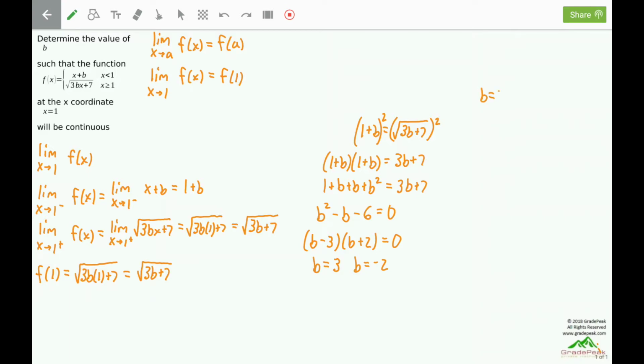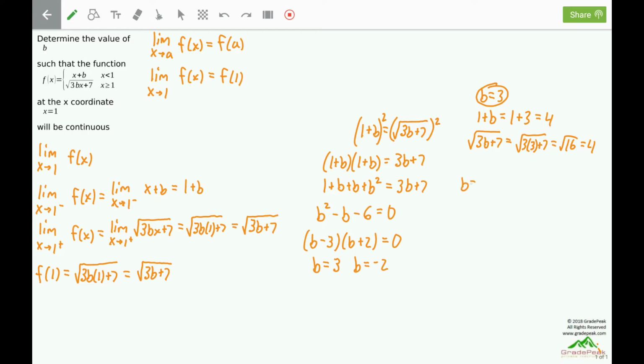So let's start at b equals 3. And what we're going to do is just plug it in for our results here. Now, the f of 1 and the right side limit of 1 already match each other, so really we're just comparing it to the left side limit at 1. 1 plus b will be 1 plus 3, which is a 4. And then the right side limit and the function, which are the same expression, square root of 3b plus 7, will be the square root of 3 times 3 plus 7, which comes out to 9 plus 7, or square root of 16, which is a 4. And those two expressions do match each other. They both came out to 4. So b equals 3 is at least one of the answers.